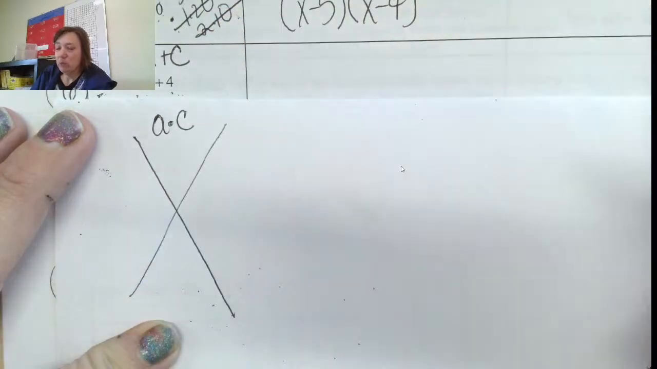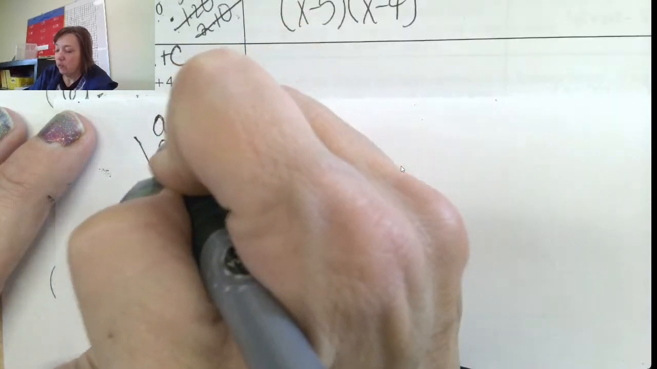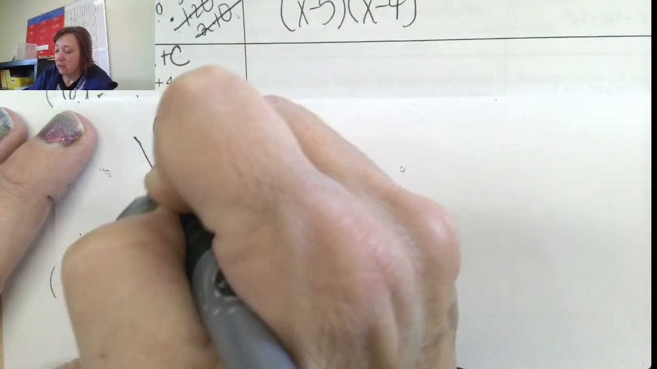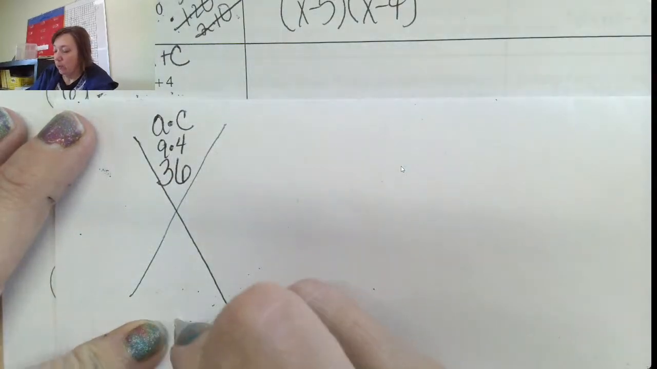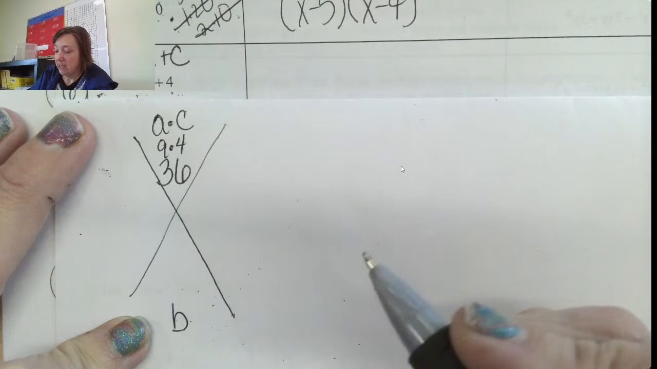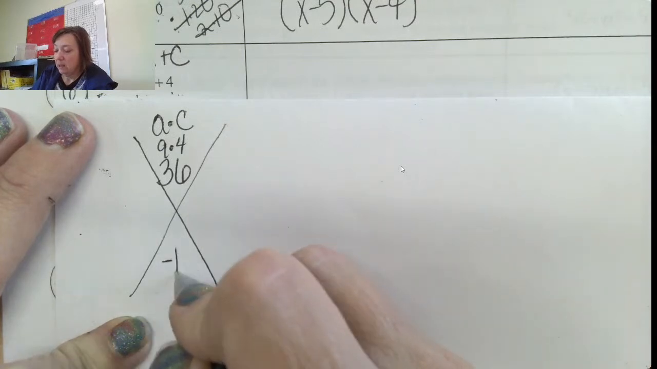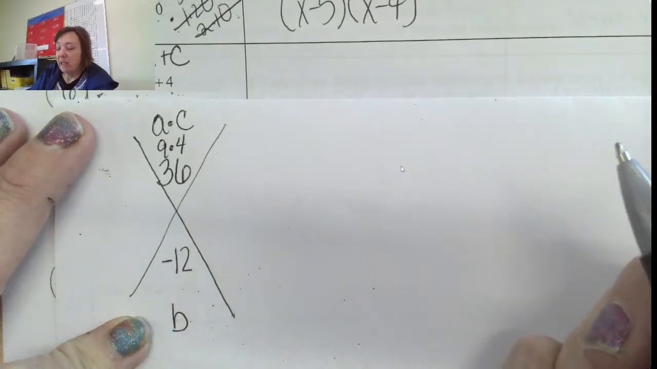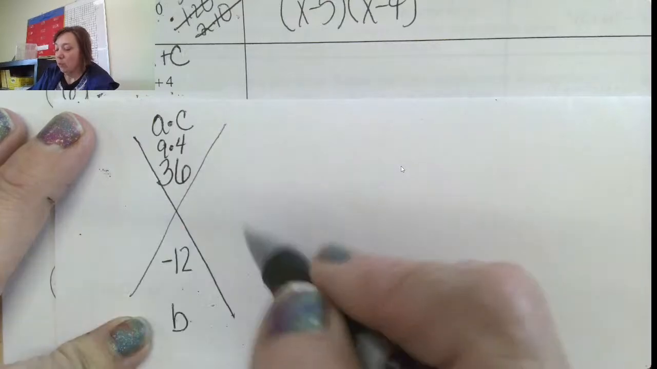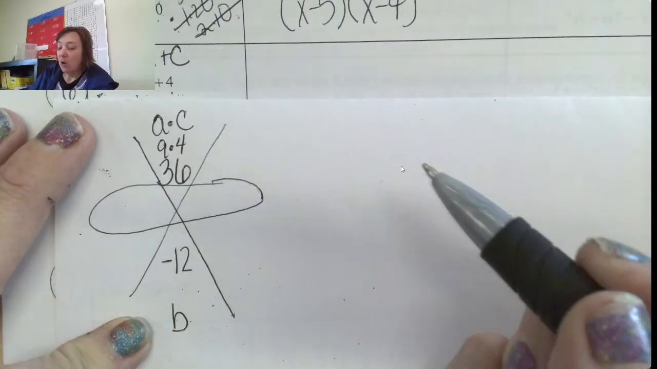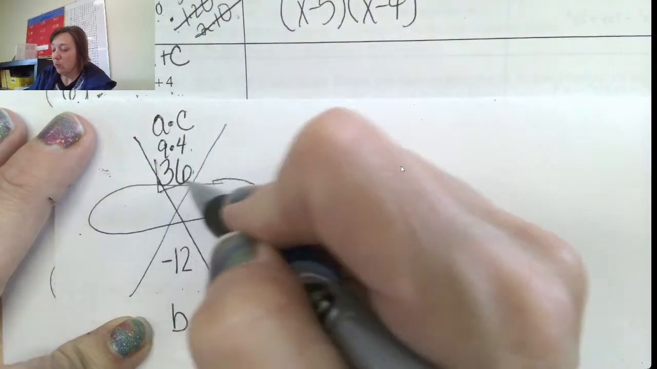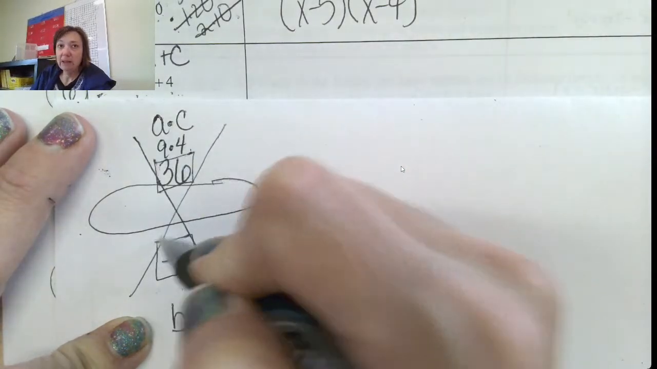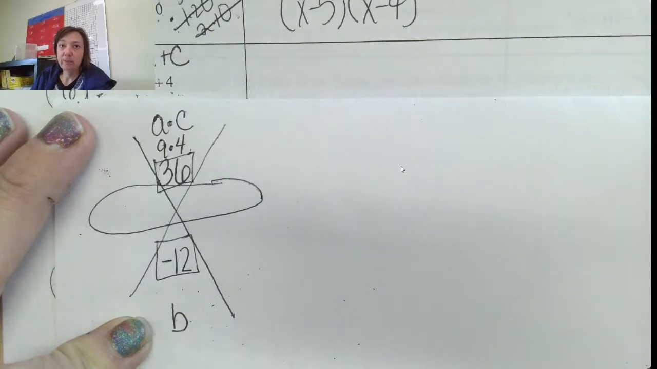Whatever A is times whatever C is. So in this case, that's going to be 9 times 4, which is 36. Down here, we're going to put whatever B is. In this case, B is negative 12. Now, what we're looking for right here are two numbers that would multiply to get us 36, but would add or subtract to get negative 12.